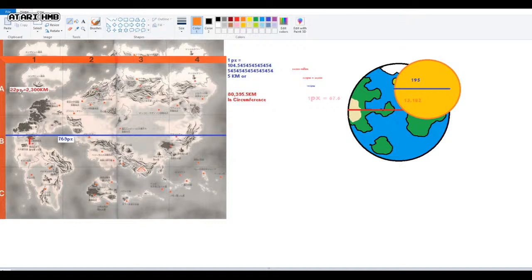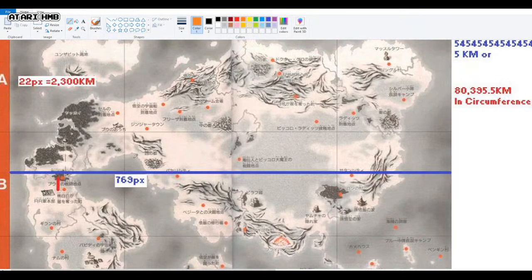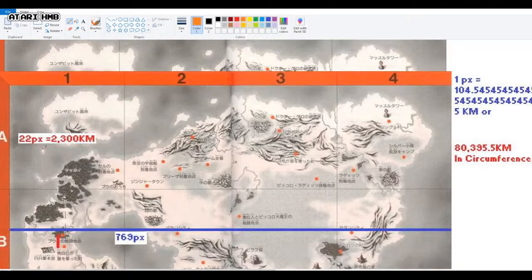We know that 22 pixels is 2,300 kilometers. That's what I use for here. So in other words, when I used it on top of here, all I have to do is understand 22 is equivalent to that. So that means 1 pixel is about 104.5 miles, or about 5 kilometers, basically.